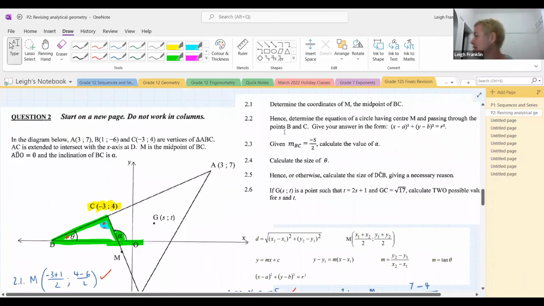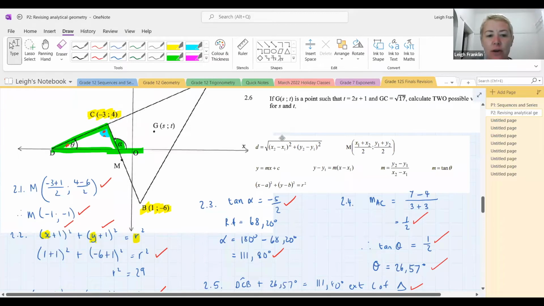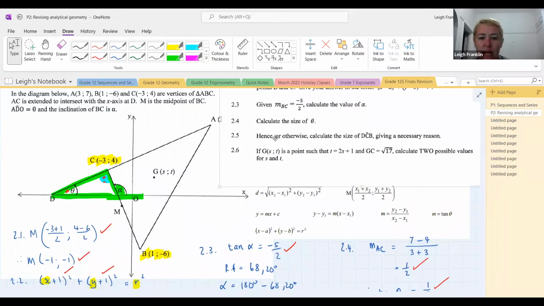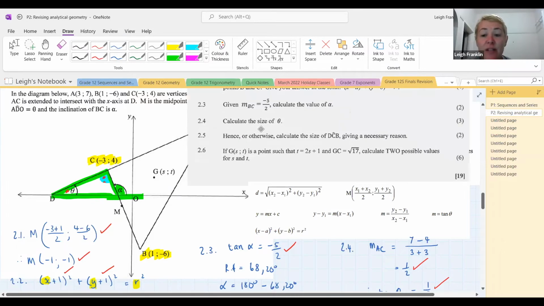We are almost there. When I said to you, are you feeling strong today? This was the reason why I was asking. Okay, let's have a look at question 2.6, everyone. It tells us that G, with coordinates S and T, so S is the x coordinate and T is the y coordinate, is a point such that T equals 2S plus 1, and GC is equal to root 17. Calculate 2 possible values for S and T. This is out of 6 marks.